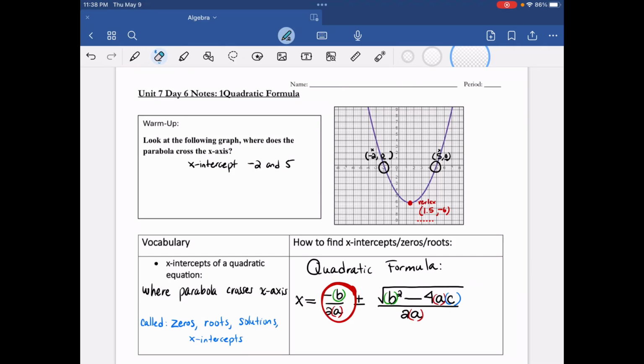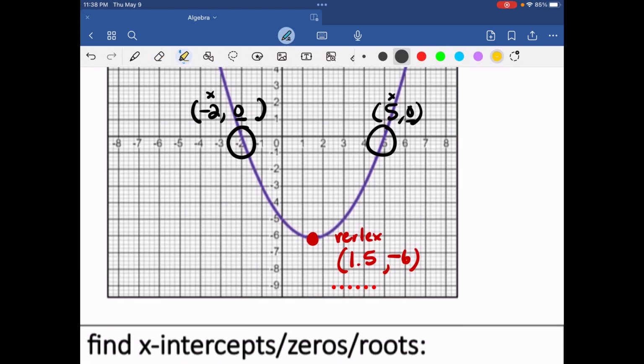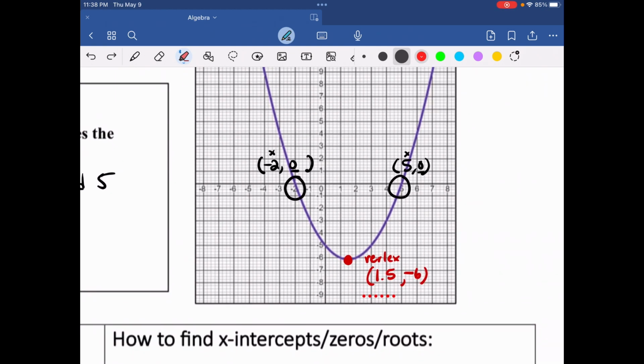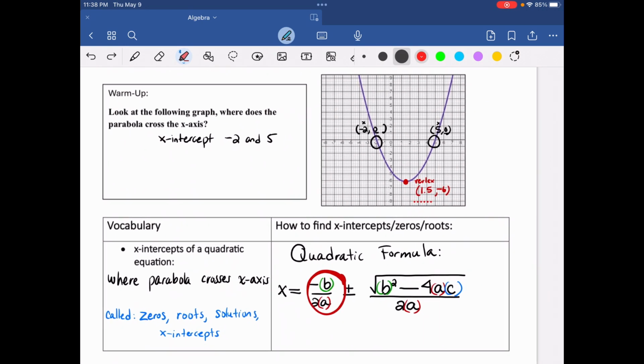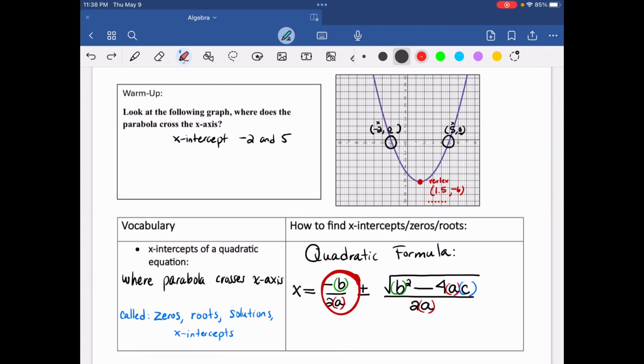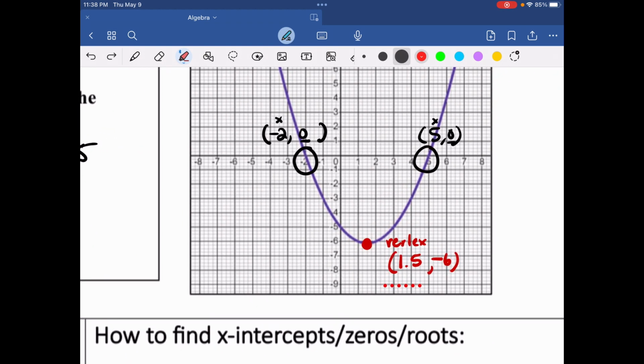Okay, for the past couple days, we've been talking about how to find the vertex. So we already know how to use algebra to find the vertex answer. Today, what we're going to do is go over how to find the x-intercepts. So yesterday, if you were here, we covered a warm-up, looking at the graph: where does the parabola cross the x-axis? And that would be -2 and 5. As points, those are written as (-2, 0) and (5, 0).